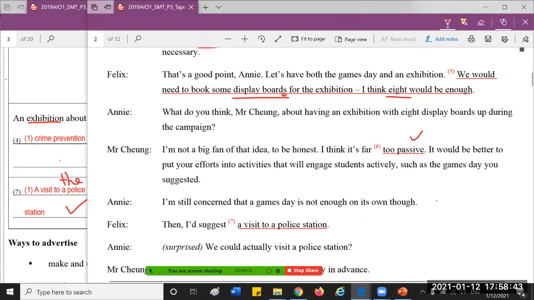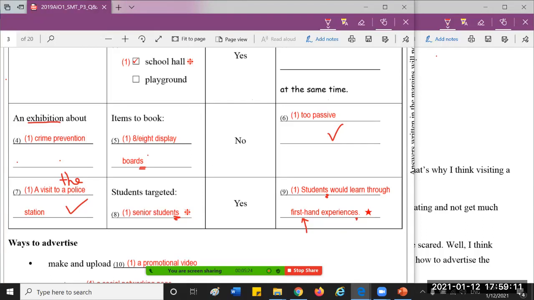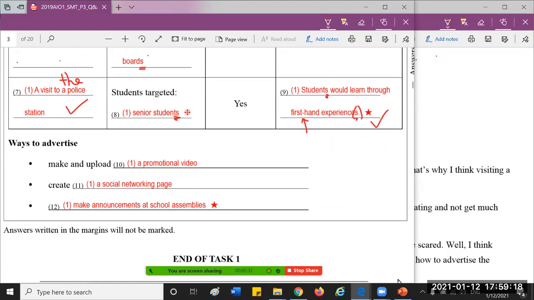And we go to have a look at why the answer is like that. I suggest a visit to the police station or a police station. I think students will learn a lot from that. They certainly would learn a lot through first-hand experience too. Because here they did not use S for experience, I will also accept experience with no S. So without an S, it's okay. Give yourself a tick.